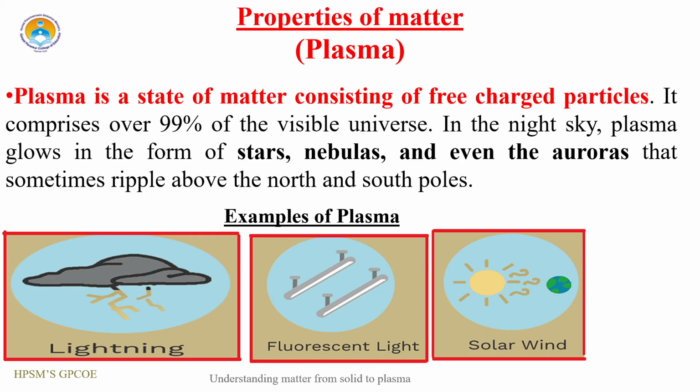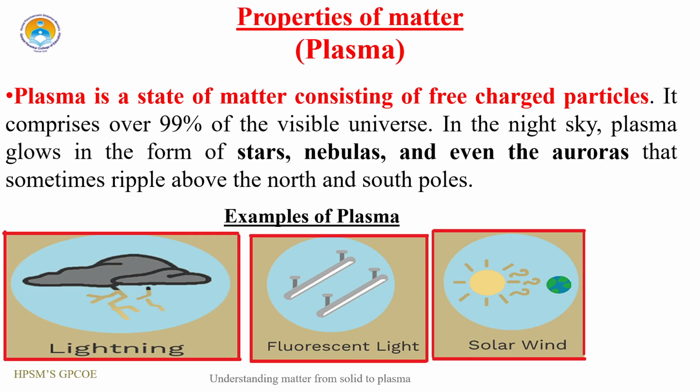And finally, the last of the states of matter, that is plasma. Plasma is a state of matter consisting of free charged particles. We can say that plasma is the fourth state of matter, and it is a collection of free charged particles. It comprises over 99% of the visible universe. In the night sky, plasma glows in the form of stars, nebulas, and even the auroras that sometimes ripple above the north and south poles. So you can see the auroras basically in the north and south poles.